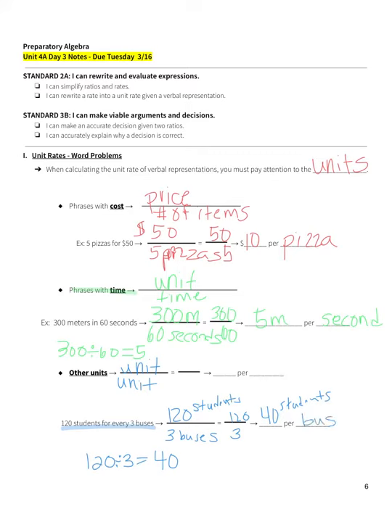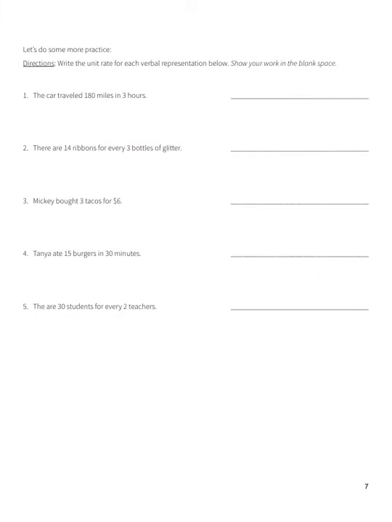This unit on the bottom is always going to be what it's per. So bus is here, so it's per bus. Seconds here, per second. Pizza's here, per pizza. Okay? Let's move on.